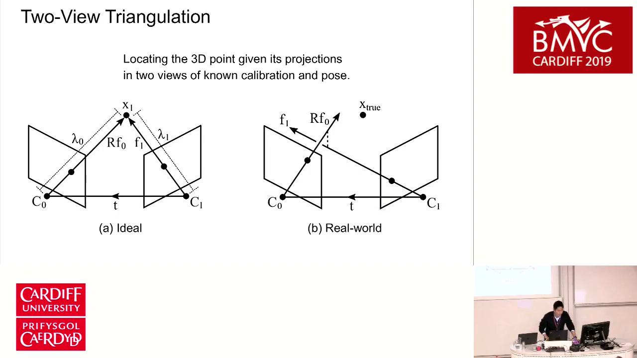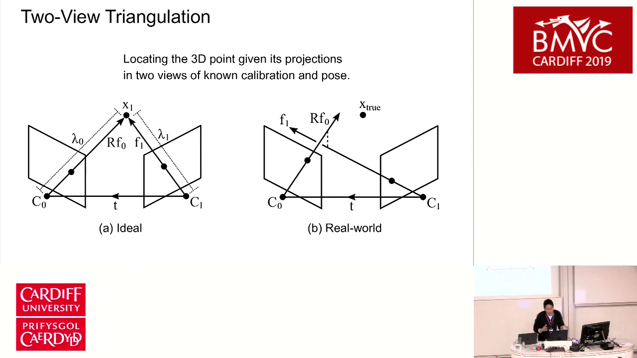In computer vision, two-view triangulation means locating the 3D point given its projections in two views of known calibration and pose. In the ideal case, the two rays corresponding to the same point would intersect, and knowing the exact equations of the two rays, it's trivial to find this intersection. But in the real world, there is noise in the image and inaccuracies in the calibration and pose, so the two rays don't necessarily intersect.